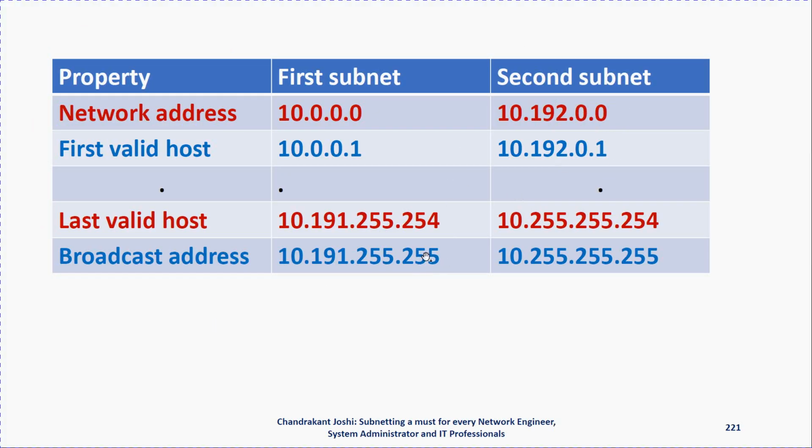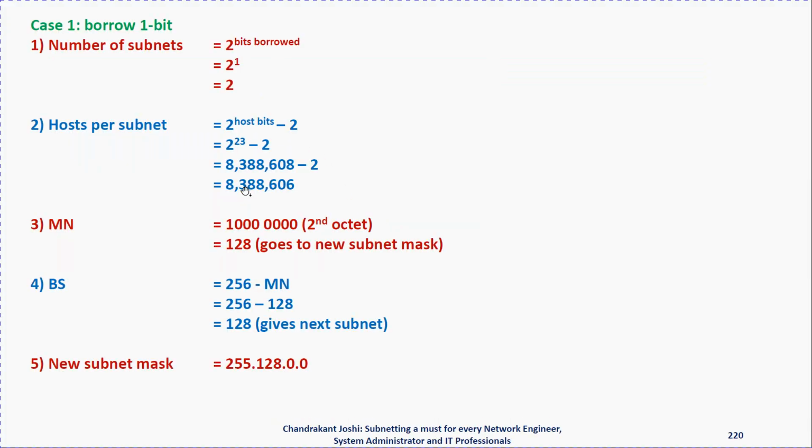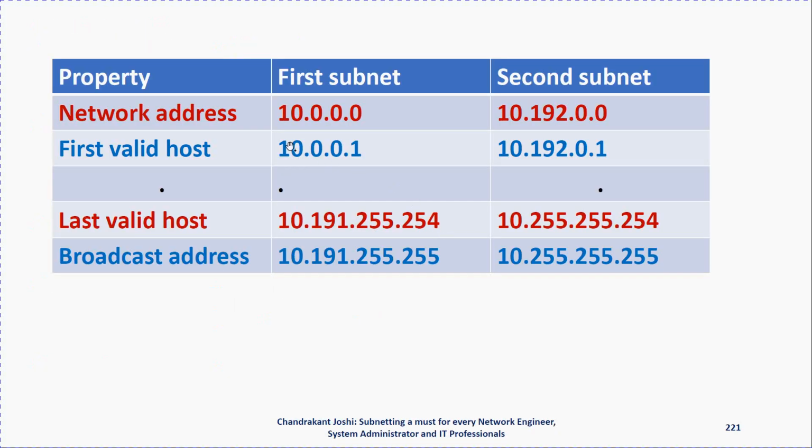Second network minus 1 will give you the first network's broadcast address. 1 added to the network address will give you the first valid host. 1 subtracted from the broadcast address will give you the last valid host. Same thing over here. If you count from here to here, this will be 8,388,606 after subtracting 2, because this is the network address, this is the broadcast address. We cannot assign network address and broadcast address to the host. So this is a short description when we borrow 1 bit.